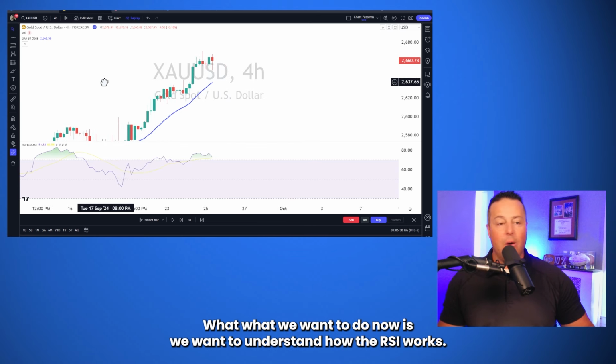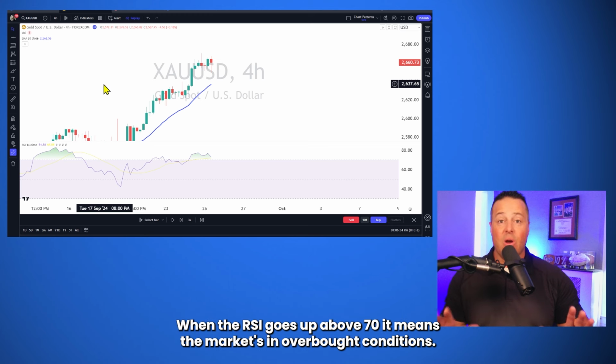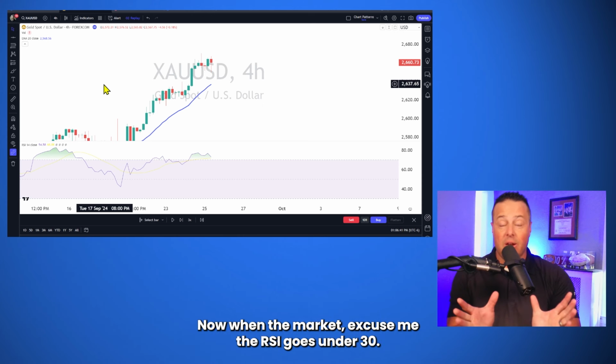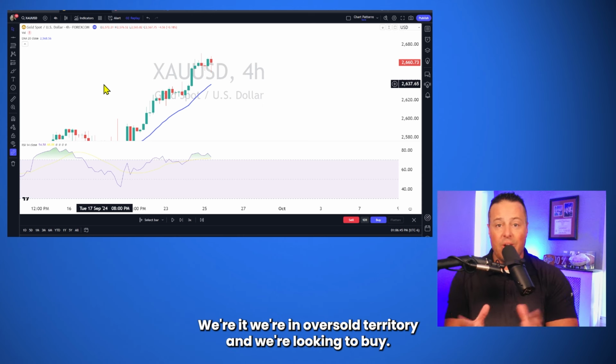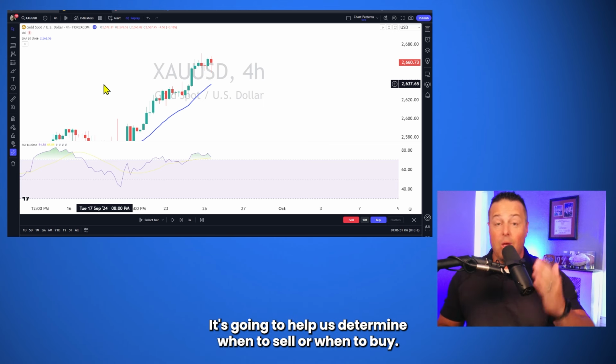What we want to do now is understand how the RSI works, and it's very easy to use. When the RSI goes up above 70, it means the market's in overbought conditions and we're looking to sell the market. Now, when the RSI goes under 30, we're in oversold territory and we're looking to buy. Now, the 20 EMA is what's going to get us into the market. It's going to help us determine when to sell or when to buy.